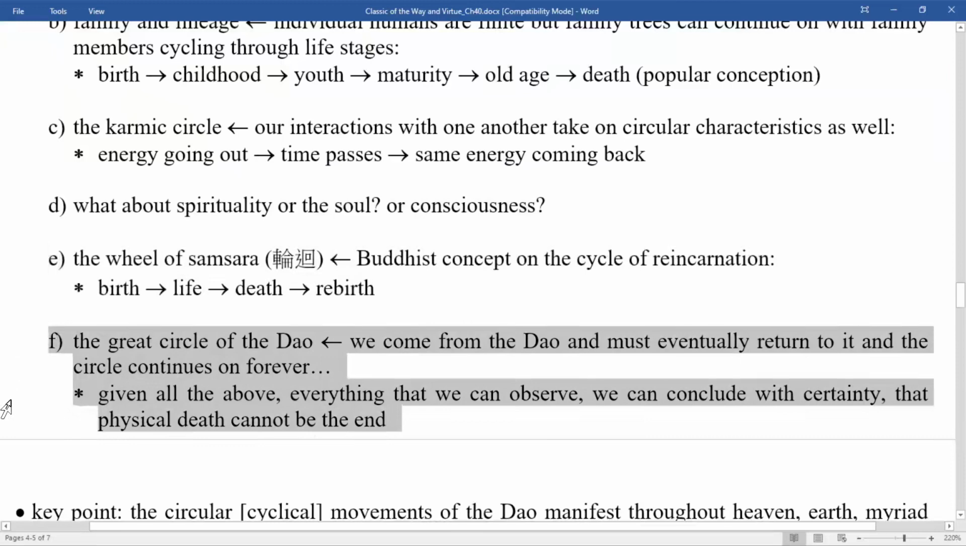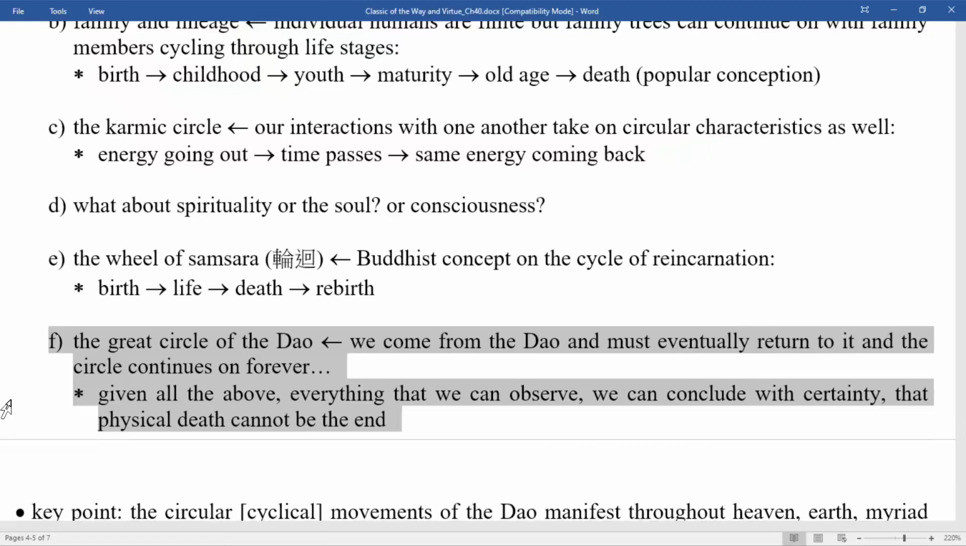Here it is. We come from the Tao and must eventually return to it. The Tao is the source, the origin, the essence. We can say 一本. 一本生万物: the source gives rise to everything. That's the Tao creating everything. We talked about that in the last chapter, and among previous chapters too.